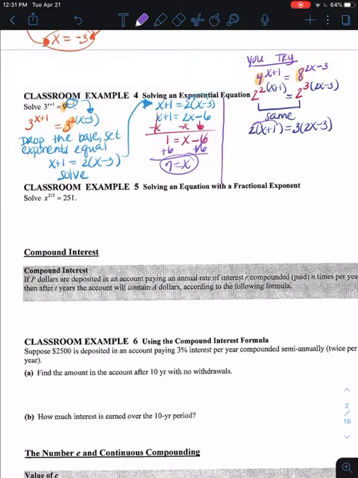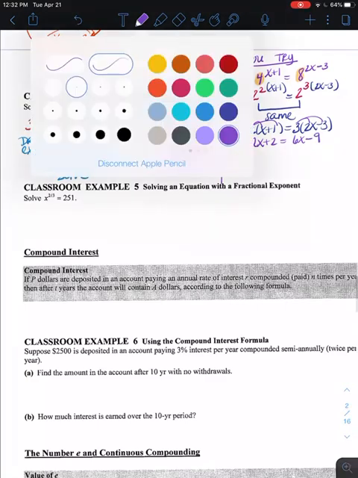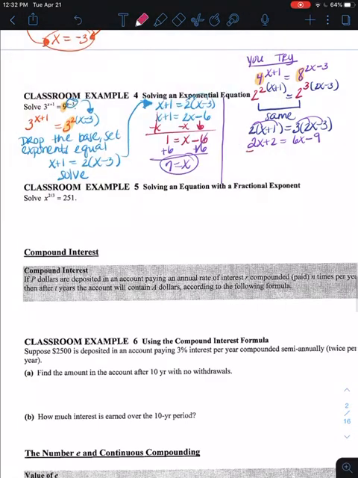So I'm going to distribute 2 to what's inside this parentheses. This is 2x plus 2. 3 times 2x is 6x. 3 times negative 3 is negative 9. Again, my goal is to solve for x. I'm going to subtract 2x from both sides.